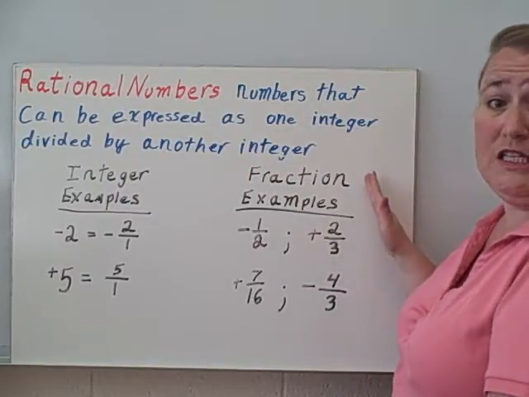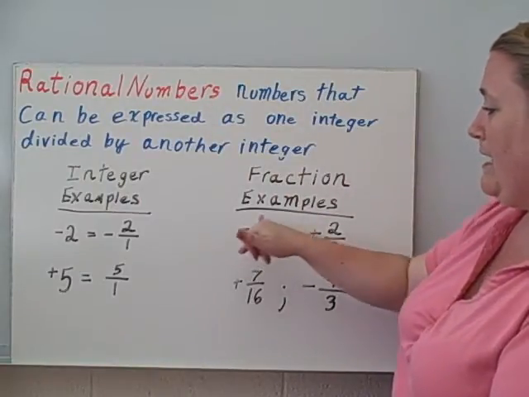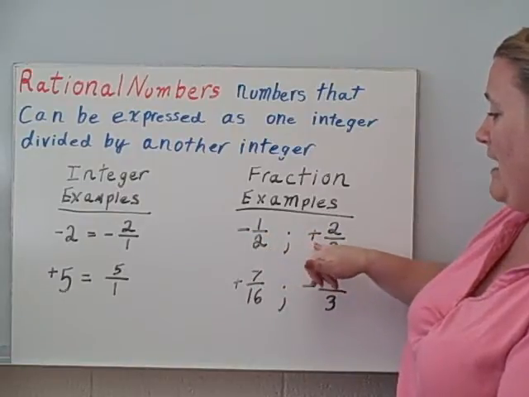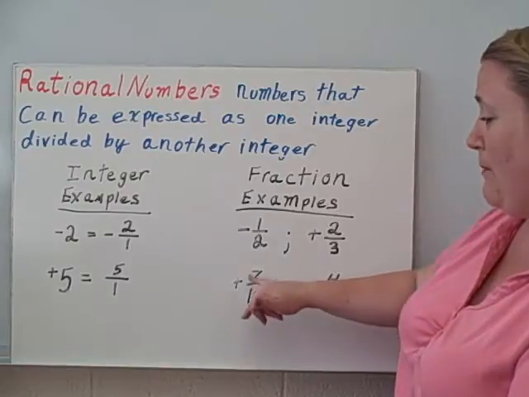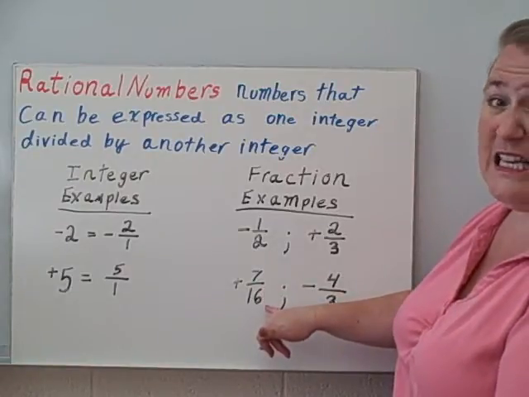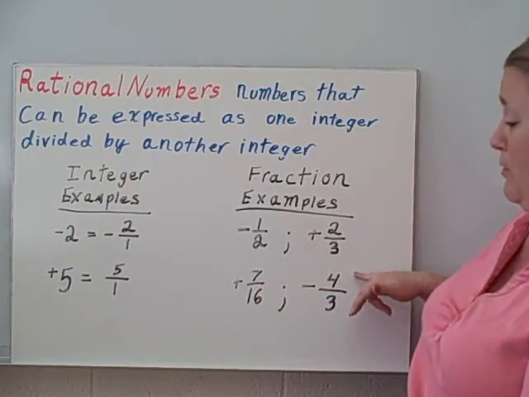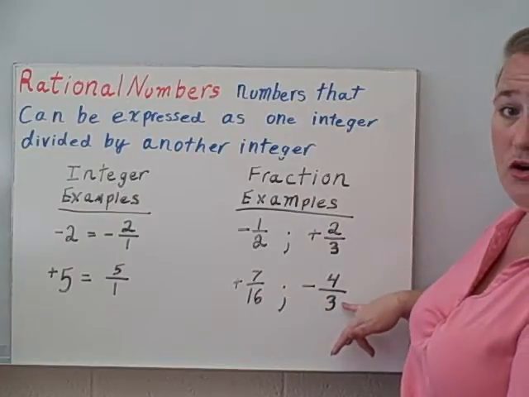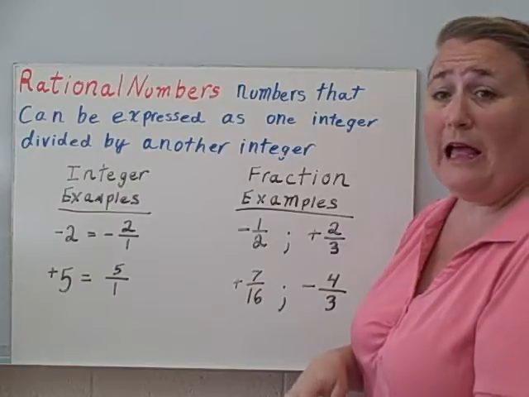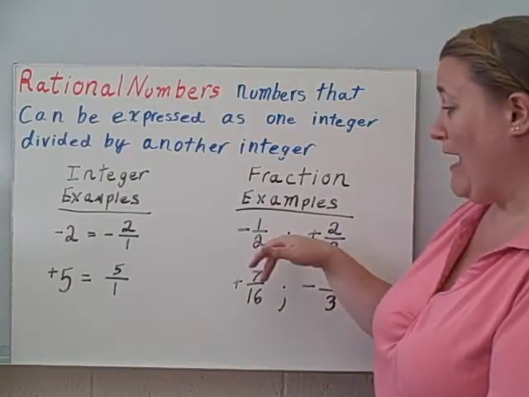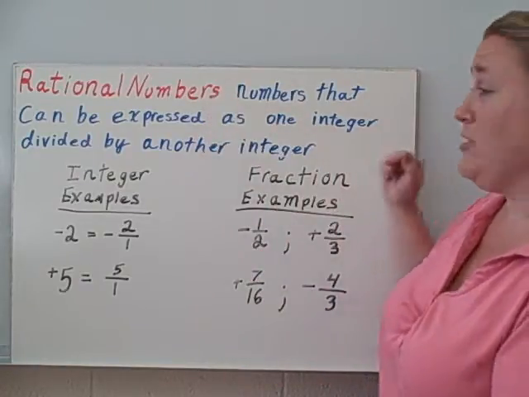Also, fractions are pretty easy. -1/2, -2/3, even really strange ones like +7/16, and improper, -4/3. These are all examples. So if you can make a number into a fraction, then you know it's a rational number.